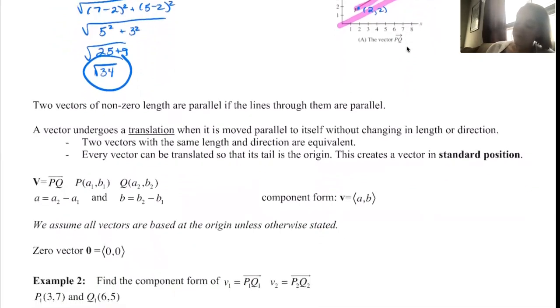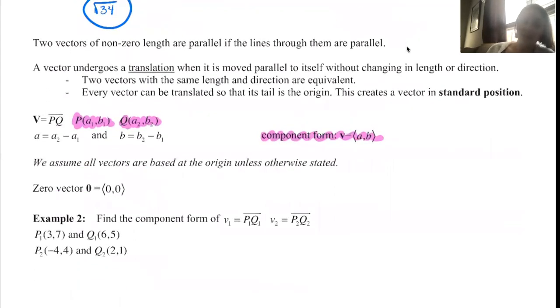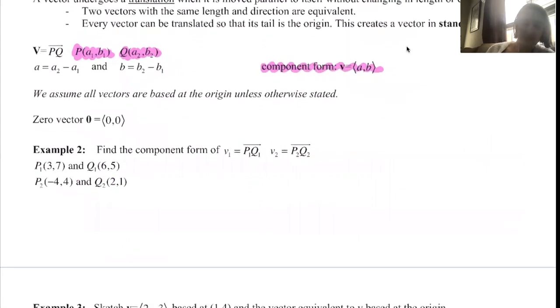So vector PQ, again, that point P, the beginning point, has the coordinates (a1, b1), and the terminal point has the coordinates (a2, b2). That would be a2 minus a1, and the b is b2 minus b1. So that's to get the component form of your vector. We assume that all vectors are based at the origin unless otherwise stated. So if they don't tell you, just assume that it's at the origin. And the zero vector is 0, 0. 0 in the x direction, 0 in the y direction.